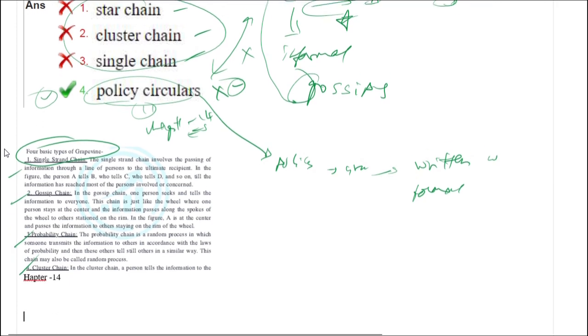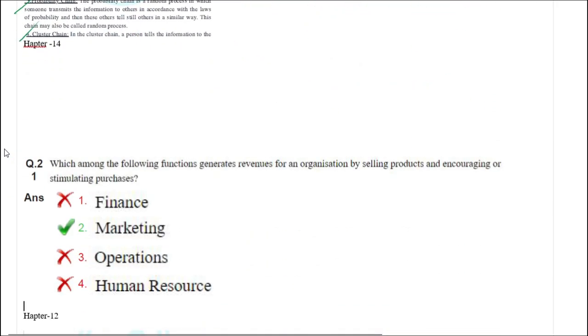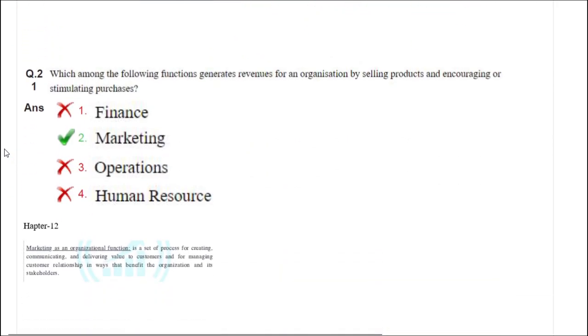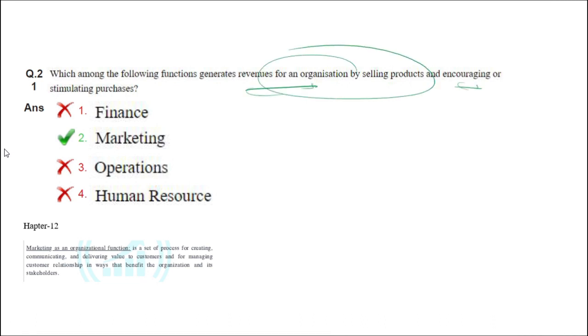Moving to the next question: which among the following generates revenues for an organization by selling the products and encouraging or stimulating purchase? So we are selling the product. Even from our basic English knowledge, we can answer the question. It is of course marketing. Finance is about collecting the money and spending the money. Operations is running day-to-day operations. Human resource is related to the HR activities. So marketing, because marketing involves selling and other things.